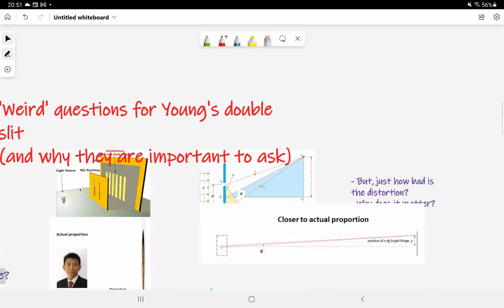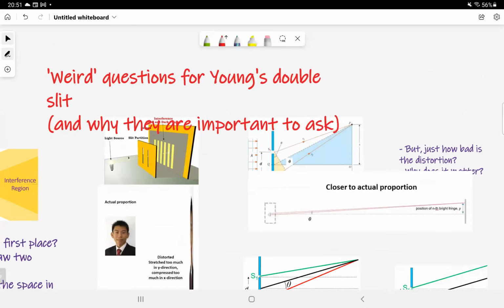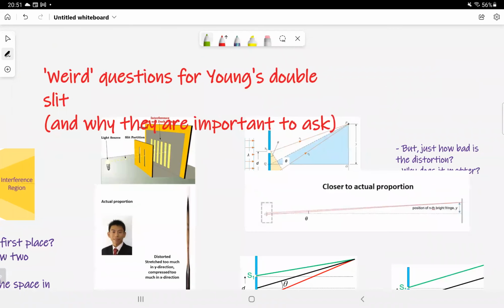Oh, the things are a bit distorted here. Never mind. So how does the experimental setup, just in case, right?